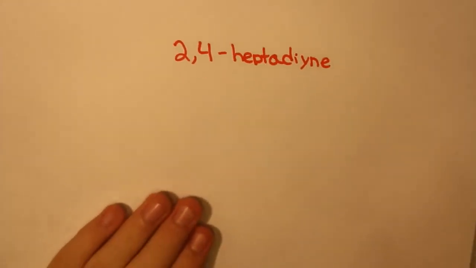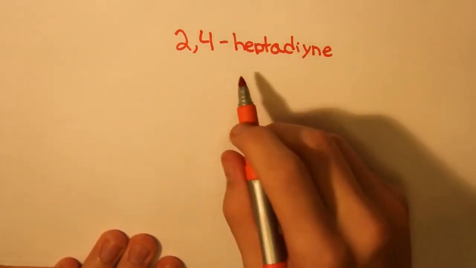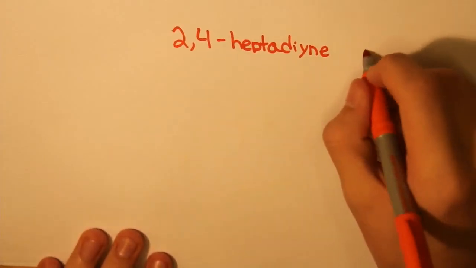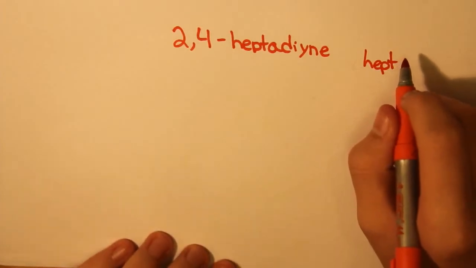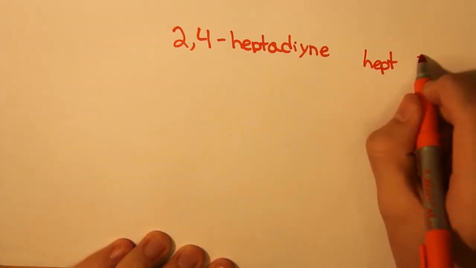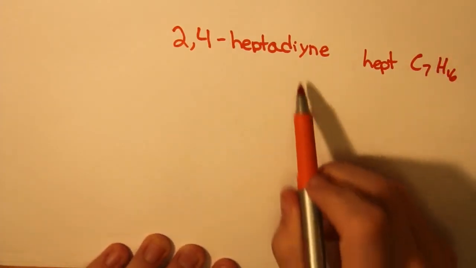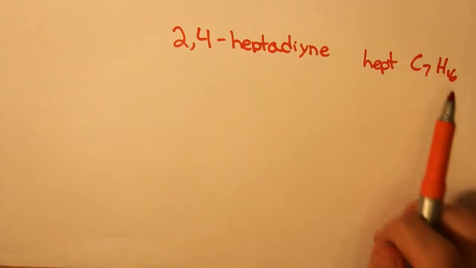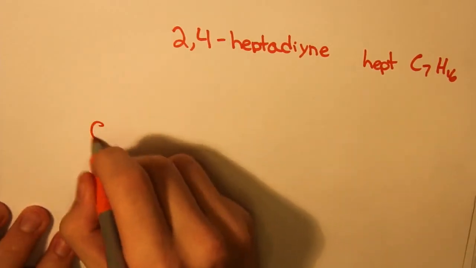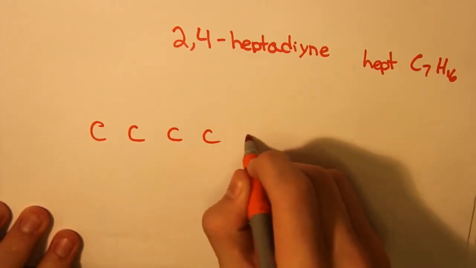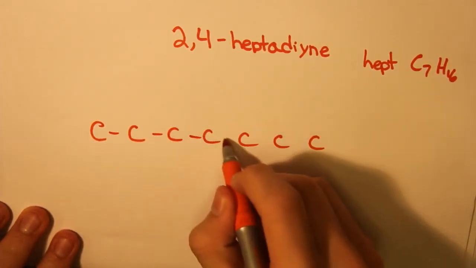Okay, now we're going to look at 2,4-heptadiyne. To write this out, we're going to look at the hepta, which regularly would be C7H16. But since it's an yne, it's going to take up some of these hydrogens. But we'll write in the 7 C's right now. So 1, 2, 3, 4, 5, 6, 7. So we'll start off by just connecting them all.